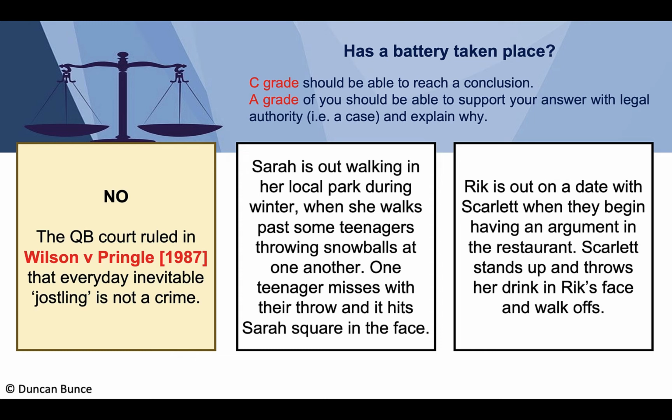The Queen's Bench Court ruled in a case we haven't discussed yet, Wilson and Pringle, that everyday inevitable jostling, as they labelled it, is not a crime. So I think, clearly, if every little unwanted contact were to result in court action, it would lead to the floodgate of claims being opened up, and the court, frankly, wouldn't have the time to deal with all of these. They only really want to deal with conduct serious enough as to amount to a crime.